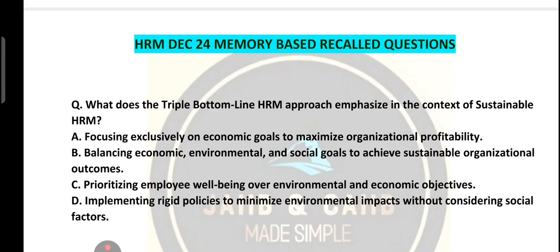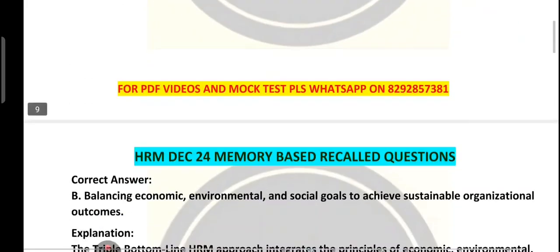What about option D? Implementing rigid policy. This only focuses on the planet and forgets about people and profit. Plus, rigid policy can actually harm employee morale and creativity. So sustainable HR is about being flexible and inclusive, not just a strict rule. So this one is incorrect. So the correct answer is option number B.